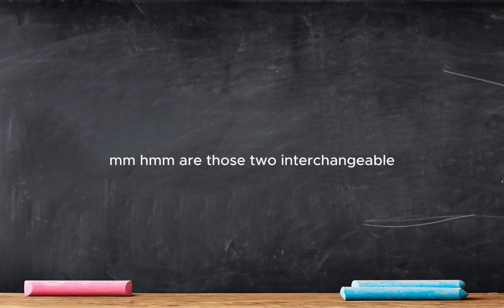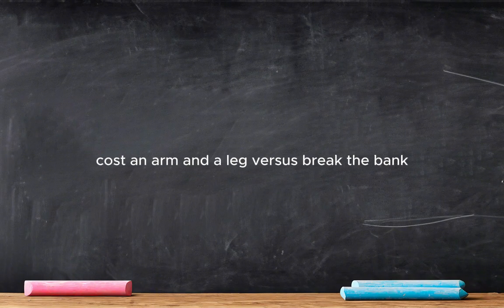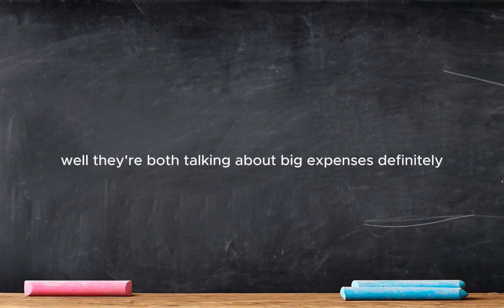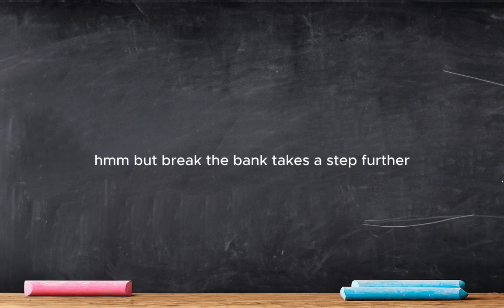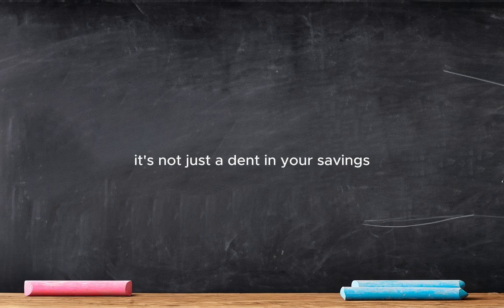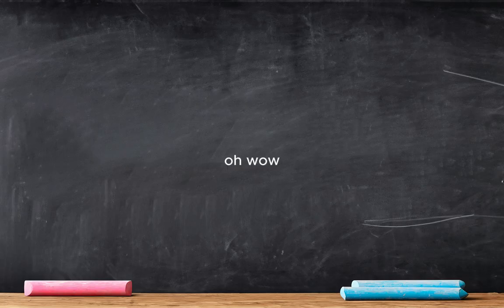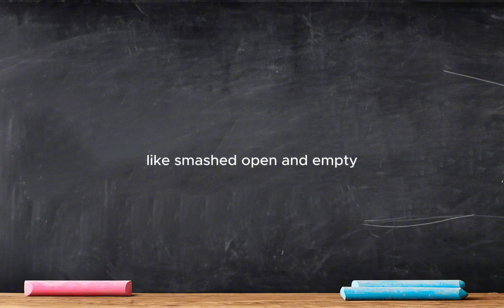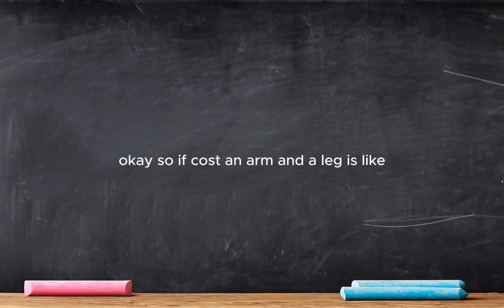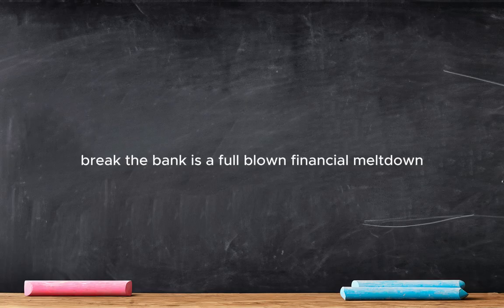And the book also mentioned break the bank, again, with that car example. Are those two interchangeable? Cost an arm and a leg versus break the bank? Well, they're both talking about big expenses, definitely. But break the bank takes it a step further. It's not just a dent in your savings. It implies complete and utter financial ruin. Oh, wow. Like you've wiped out your accounts, maybe even gone into debt. Think of an actual bank vault, smashed open and empty. That's the level of devastation we're talking about. Okay, so if cost an arm and a leg is like wincing at a high price tag, break the bank is a full-blown financial meltdown.